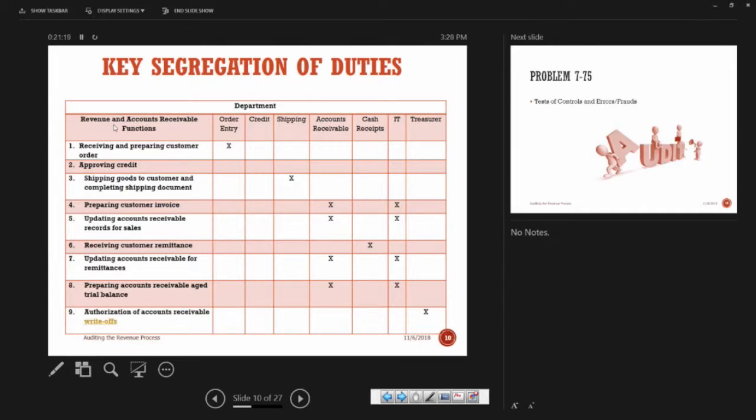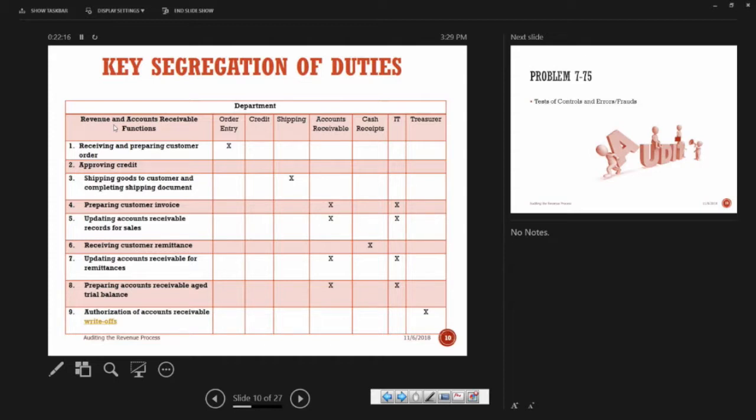So you'll see here, receiving and preparing the customer order, the department that would handle that would be the order entry department. Approving credit would be the credit department. You can see that authorization of account receivable write-off would be done by the treasurer, somebody who is not responsible for maintaining the books and records in any way. So remember the components of appropriate segregation. You'll see all of the relevant accounts receivable functions, and then allocate those. So an auditor will look at this matrix as a starting point, to see what the client is presenting, and say, does the client's controls map with what we would expect to see for segregation of duties for the revenue cycle?